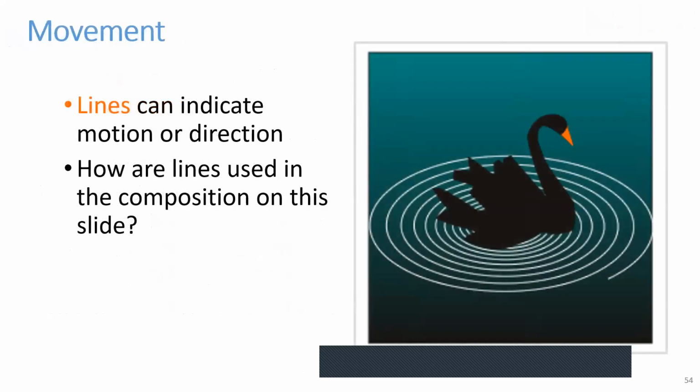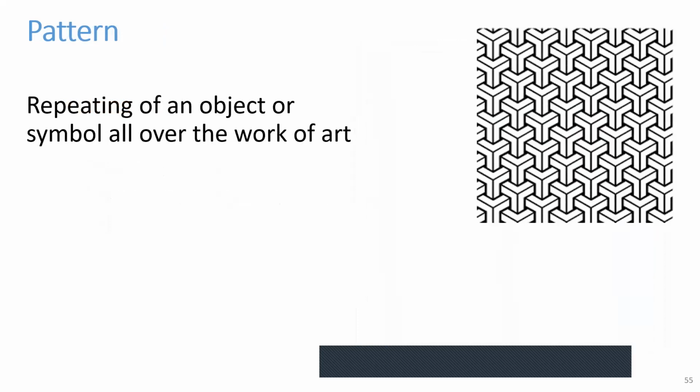Now look at this here. We have circles, right? We have circles of lines. We can say motion. So there is a swan here, and the swan is sort of moving the water, right? And then the pattern, repetition of something. So here's a pattern, right? That is also a design, right? Same simple pattern is repeated all over the place.